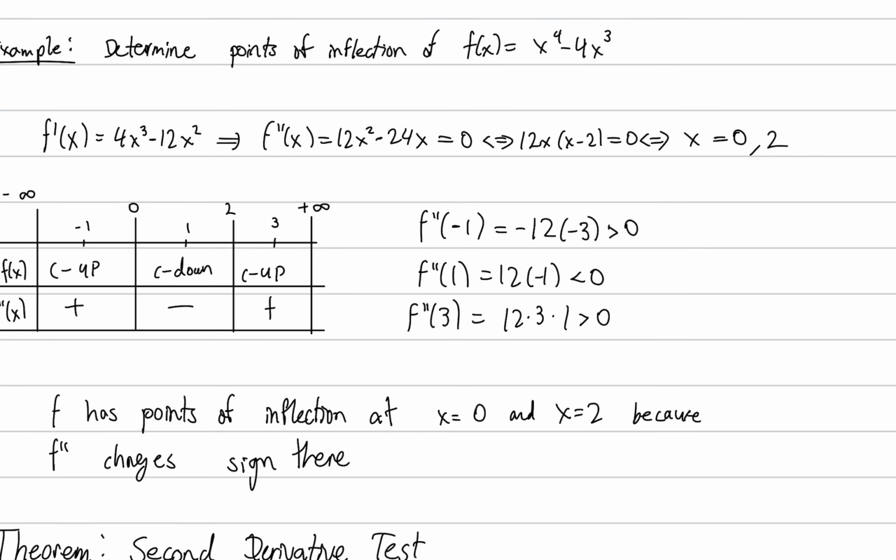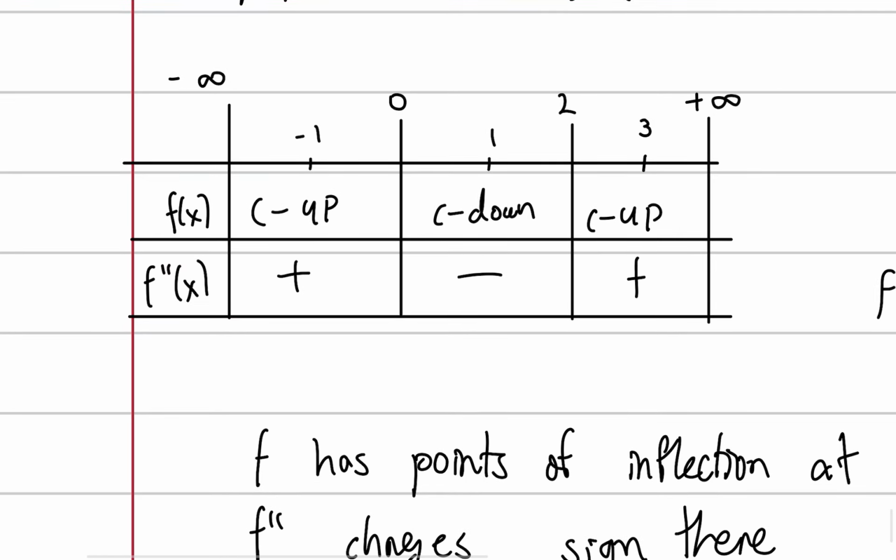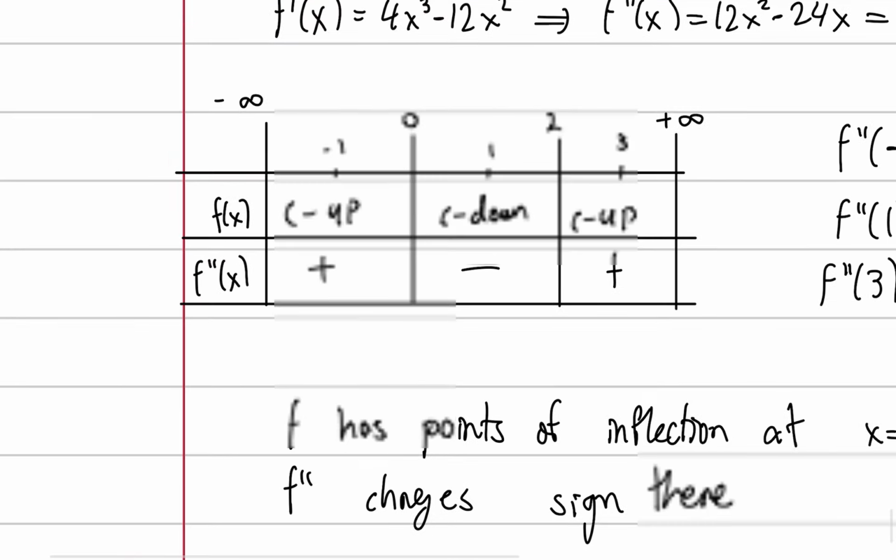We want to find where it's 0. It's differentiable everywhere, so we want to find where it's 0, right? And hopefully you know how to do algebra and determine that it has zeros at 0 and 2. So we're going to draw this table, right? f and f prime. In this case, we only need f and f prime.